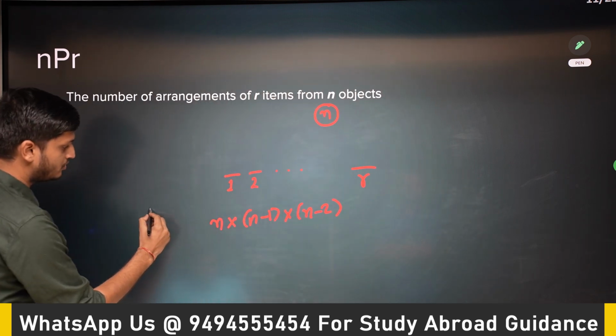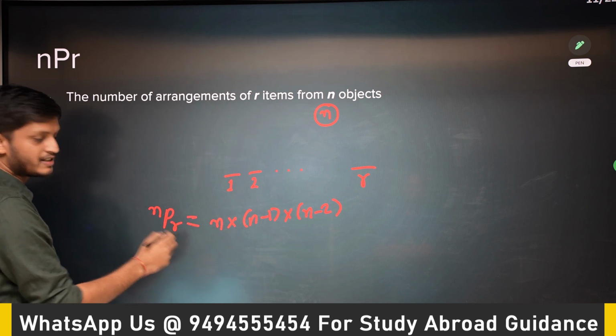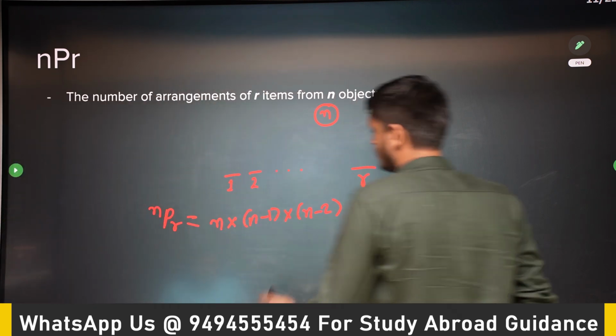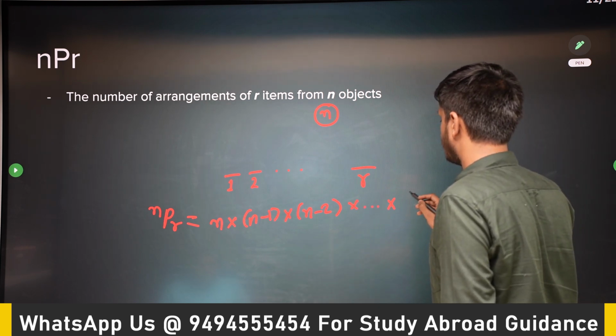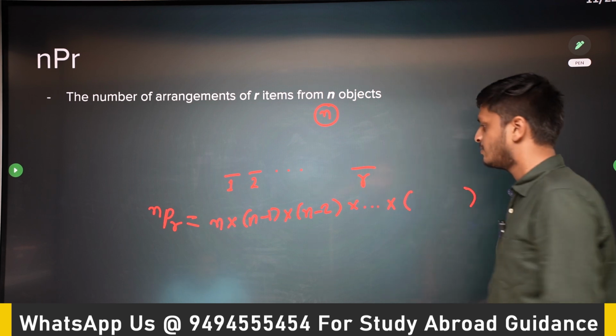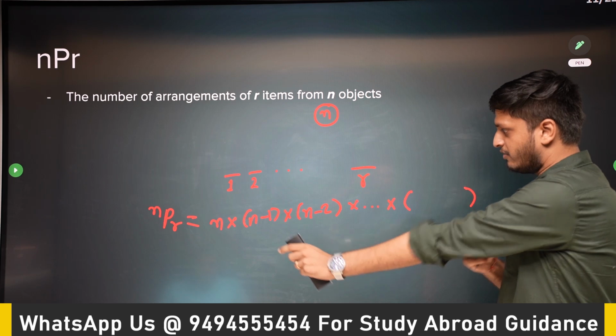I already told you, this is defined to be NPR, the number of ways in which I can arrange n objects in r places. And so on. Now think about it. How many options will we have for the rth place? Pause the video and try to think on your own. Okay, now I'm giving you the answer.